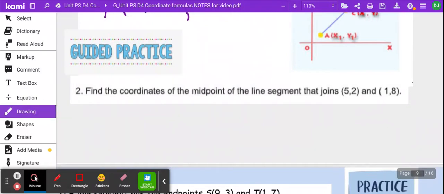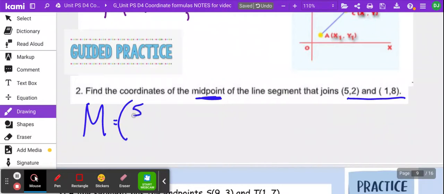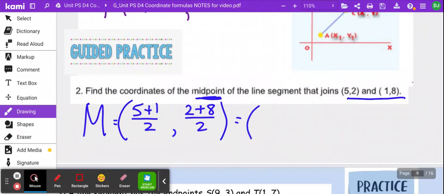Okay, so let's do one together. Everybody, let's find the midpoint. Find the coordinates of the midpoint of a line segment that joins those points. So we know our x's are 5 and 1. Going to take the average by adding and dividing by 2. We know our y's are 2 and 8. So we're going to take the average by adding and dividing by 2. And let's see. 6 divided by 2 is 3. 10 divided by 2 is 5. Whoop, whoop. Pretty easy formula, right? You're just taking the average of x's, average of y's. That gets you your point, (x, y).